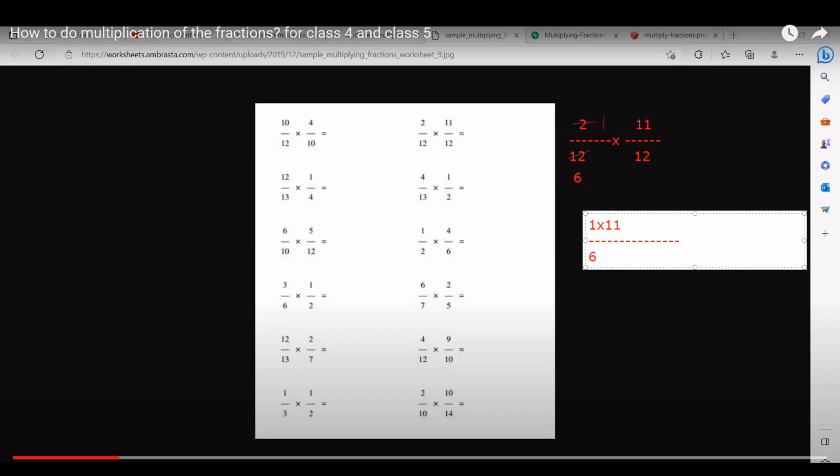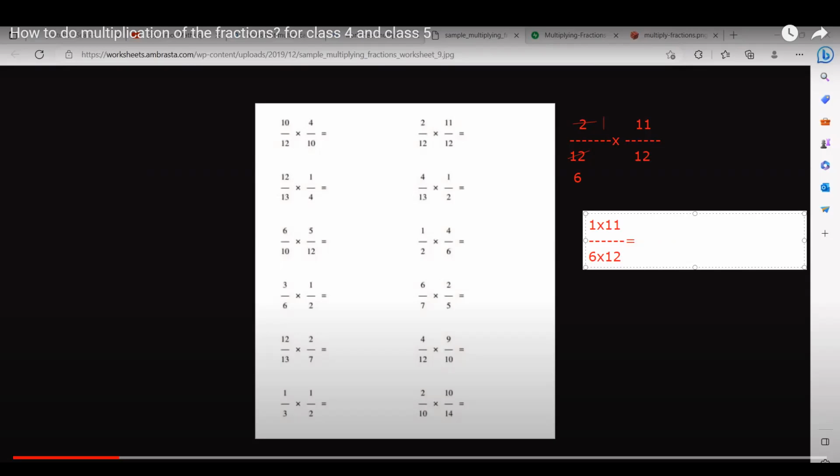Now tell me, Udit, can you divide 2 and 12? No, ma'am, that I am not asking. My question is that I can't do number 3. How can I do it? You can do number 3. Just multiply both the numerators and multiply both the denominators. Simple.